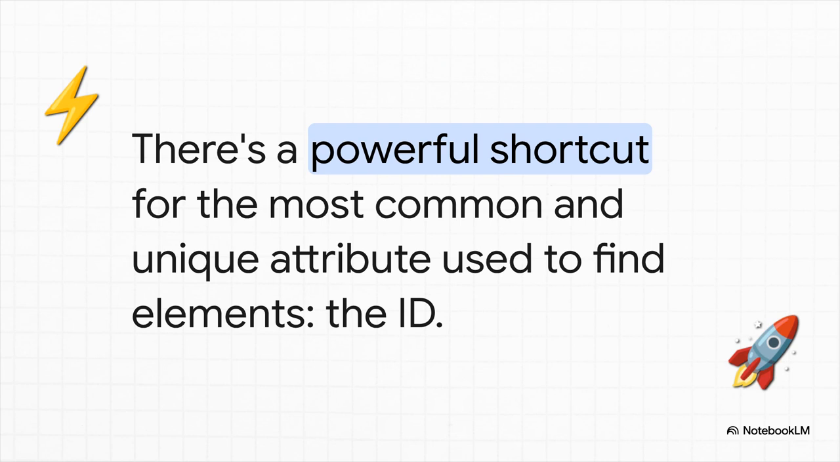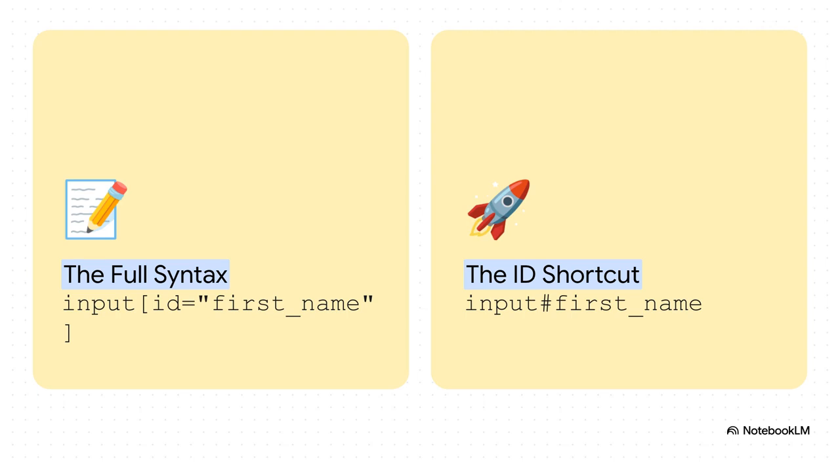But developers are all about efficiency. And since IDs are supposed to be unique on a page, CSS gives us this awesome little shortcut just for them. So on the left, you see the full syntax we just learned, and on the right, the shortcut. That little hash symbol, it's a special character that just means ID equals. That's it. So input#firstname does the exact same thing as the longer version. It's just cleaner, it's faster to type, and honestly, it's how you'll see the pros do it.